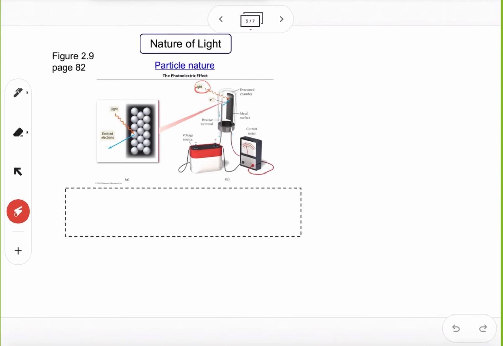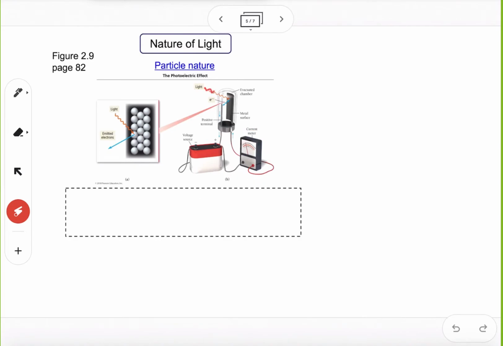Without light, this circuit is open. It's not finished. So this meter would give you a reading of 0, because between this positive terminal and the metal here, there's no way for electron transferring between the two. So it cannot conduct any electricity. That's why the meter reading would be 0.